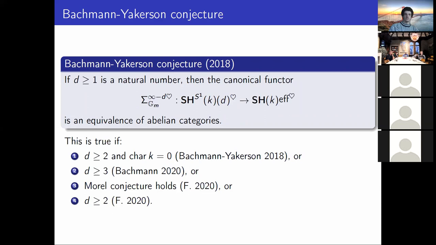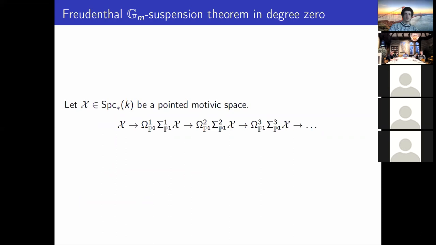And the Freudenthal suspension theorem doesn't depend on any properties of the motivic space X. The usual Freudenthal suspension theorem has something about the dimension or number of cells of X. I don't think so here, I'm not sure, but I think it's true for any pointed motivic space.